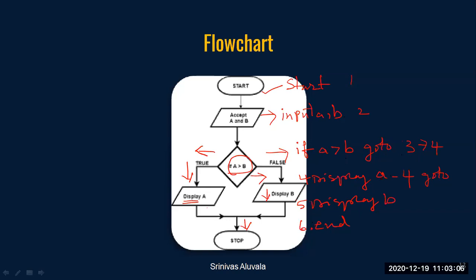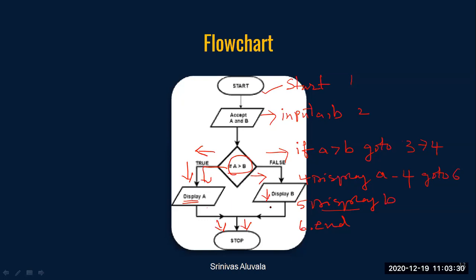Which step does it need to go to? 4. What is 4? Display A. After displaying, again it should not go to this step, because B is not going to be the answer. Only A is going to be the answer. So after displaying A, it should go to 6 directly. That means my program needs to end. So after displaying A here, my program needs to come to an end.